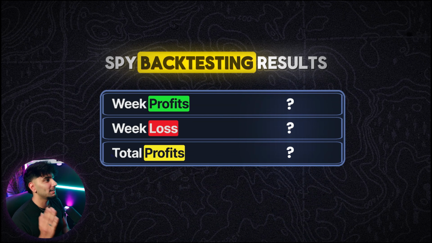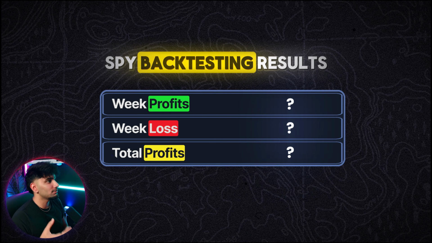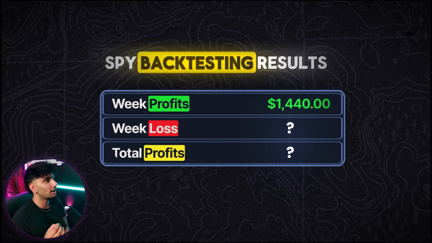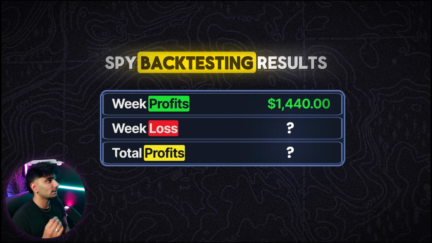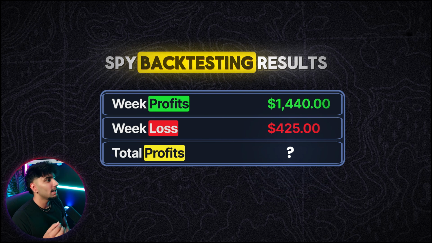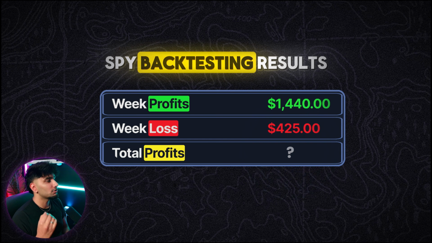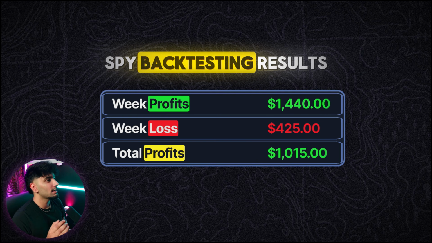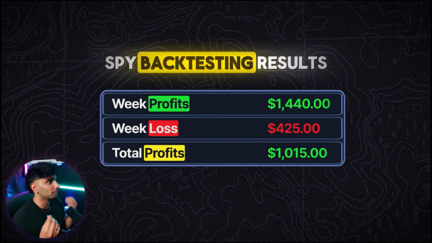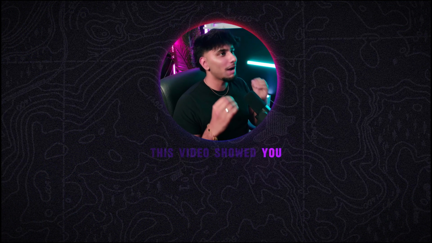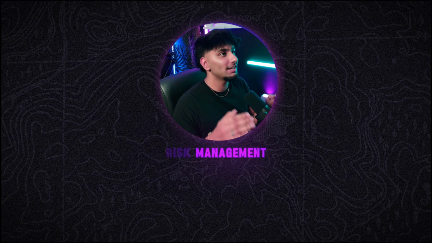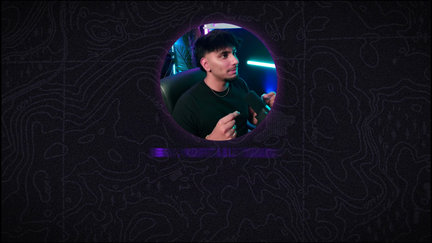Now, with this being said, because we did trade on SPY, you could also use this for ES futures as well. Our weekly profits were $1,440. Our weekly loss was $425. So these are all the trades that we actually did take. And so our total profits for the week come out to $1,015 by simply trading support and resistance and understanding our multiple. So I hope this video showed you how important risk management is. And if you have proper risk management, you can have a lower win rate and still be a profitable trader.